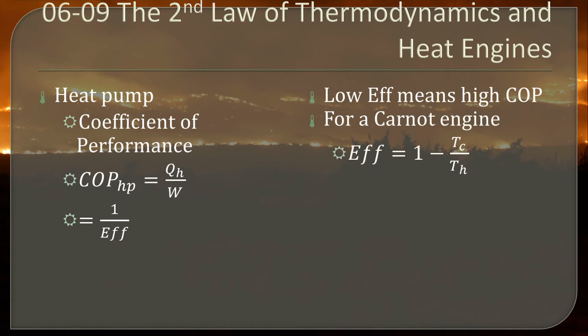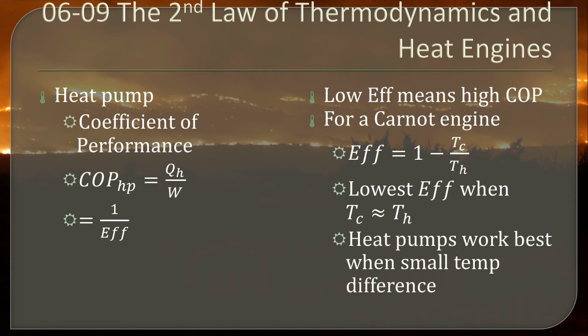For a Carnot engine, the efficiency was 1 minus the cold temperature over the hot temperature. So the lowest efficiency is when the two temperatures are essentially the same, which means the heat pump will work best when there is a small temperature difference, which kind of makes sense. Your air conditioner is a heat pump. It'll work the easiest when the inside and outside temperatures are essentially the same. It has to work much harder when it's very hot outside and cool inside.